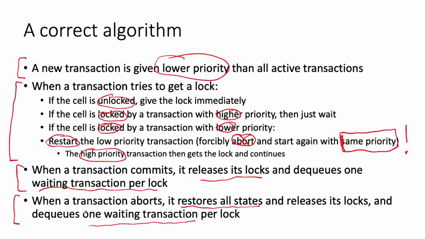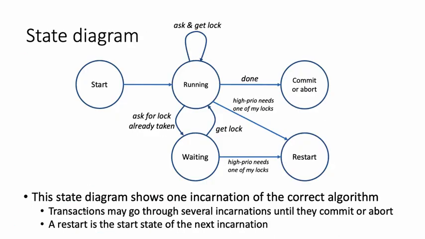So I make a state diagram to show how this algorithm works. The transaction starts here, and this is a state, start. And it starts running. So it's running the code. Now different things can happen. It can ask for a lock and get the lock. Fine. Keeps running. It can ask for a lock that's already taken. Fine. Usually what happens, it just waits until the lock becomes available. It gets the lock and keeps running. Okay? And eventually it's done. And then it commits or aborts. So that's how the normal lifetime is.